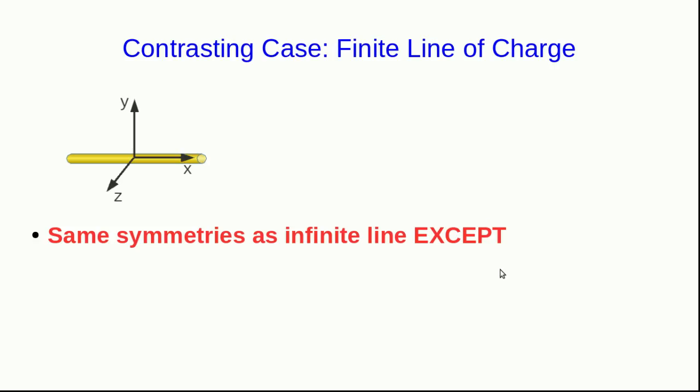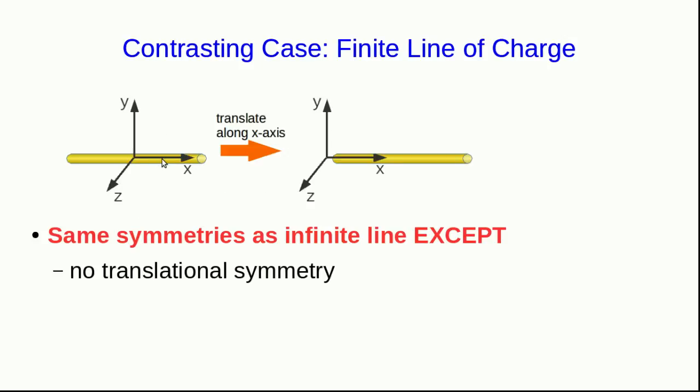I'm going to contrast the infinite line with the finite line. So note that it will have all the same symmetries as the infinite line, except for a few. It'll have the symmetries about planes that pass through the line, and rotation about the line, and the 180-degree rotations about axes perpendicular to that. However, it is not an infinite object, and so it can't have any translational symmetry, and so it loses that symmetry under translations along the x-axis.